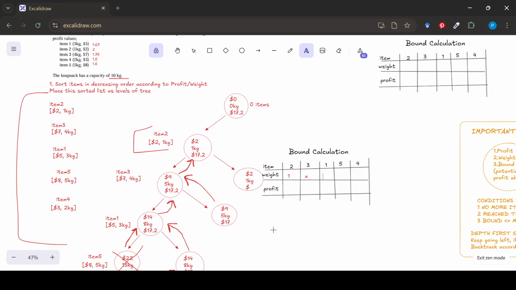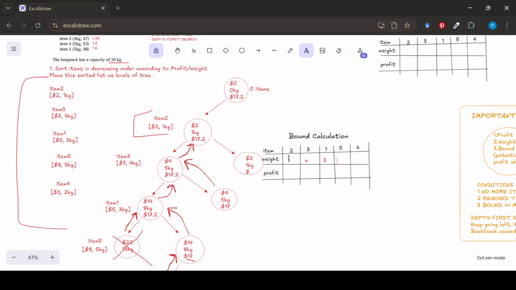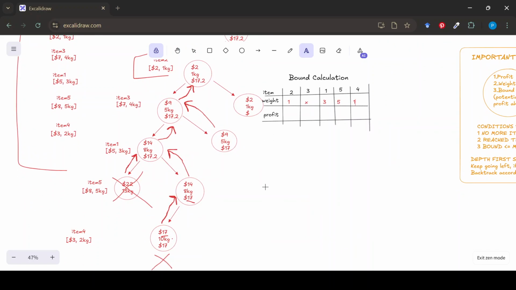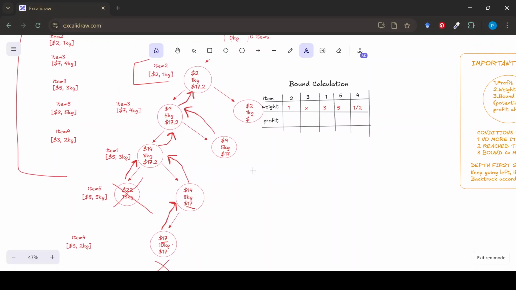We can potentially pick up item 1. So this is 3 plus 1, 4. We can potentially pick up item 5. That brings us to 9. And we can potentially pick up 1 kg out of the 2 kg of item 4. Okay, so that's a fractional. Let's get our profits.